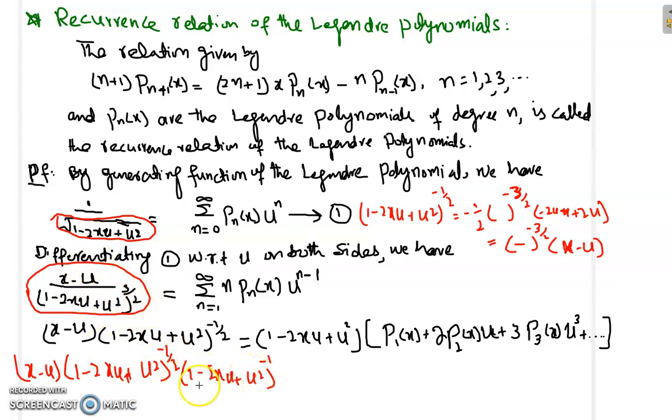So now this expression is changed to the right side, and the left side is this one, and the right side has changed to (1 minus 2xu plus u squared) multiplied with this summation. We have expanded this for n equal to 1, so it will be P1, and for n equal to 2, it will be 2 times P2 u to the power 1, and so on. So we have expanded this.